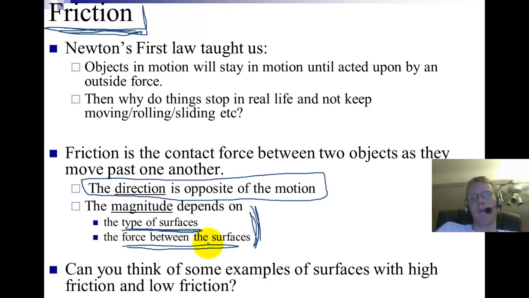And again, I hope that matches your intuition and your life experience. Okay, I put here, can you think of some examples of surfaces with high friction and low friction? So pause the video, ponder that, and then we can talk about it in class.